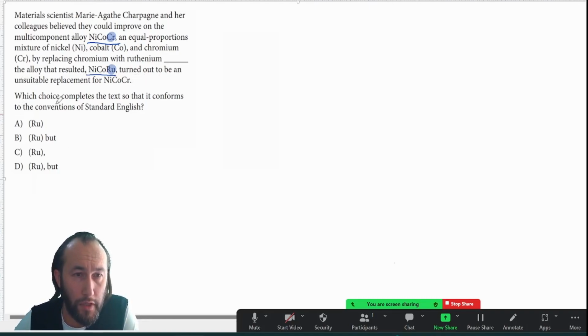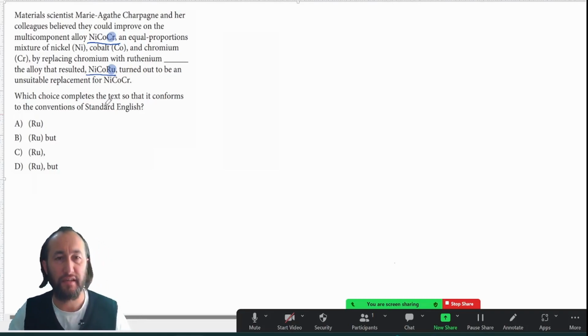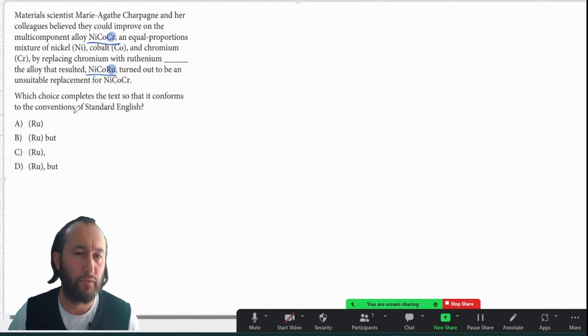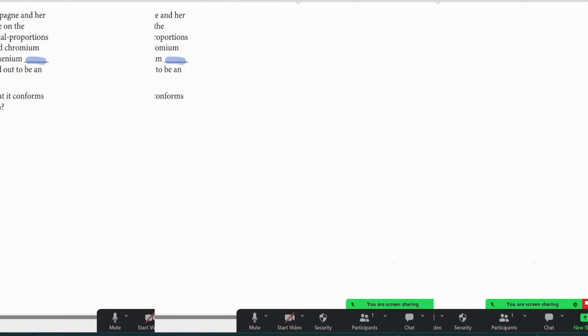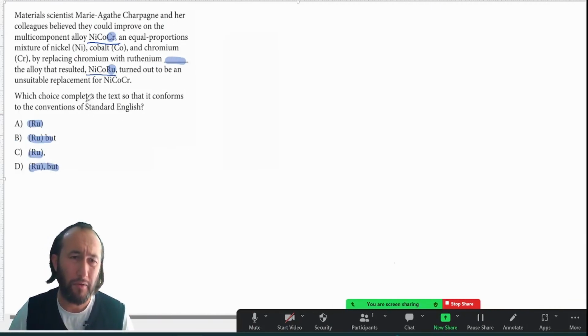Right, now which choice completes the text so that it conforms to the conventions of standard English? So that's like grammar or punctuation here. So what we're going to do is we got the choices here. I'm going to create the scenario for each choice by filling in the gap with each choice A, B, C, D, because when I do that, I think it will be clearer to understand. But obviously, you're not going to do this in the exam, guys. I'm just doing it here to make it easier to understand, right?